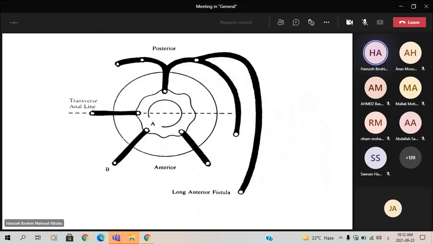This is a good rule that classifies the fistula as an anterior fistula or a posterior fistula. The anterior fistula most likely goes directly forward. The posterior fistula most likely is curved and deep, and it needs more and more management because it contains a lot of tissue inside.